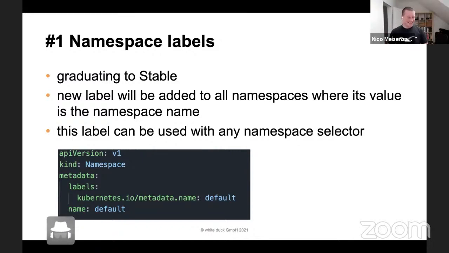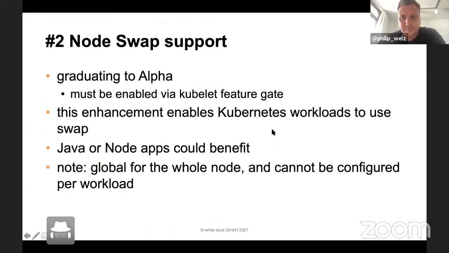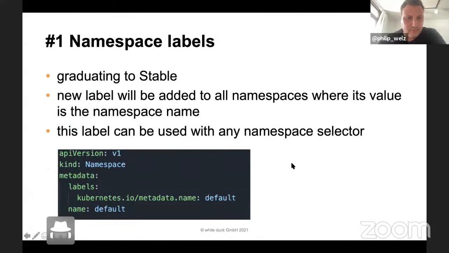So you have to create your own label structure for your whole cluster and so on. This is now also the case, but Kubernetes now by default ships with its own label. It's called kubernetes.io/metadata.name, and the value is the name of the namespace. So this label is now on every namespace, and you can use it with every namespace selector, like in network policies and wherever you want.